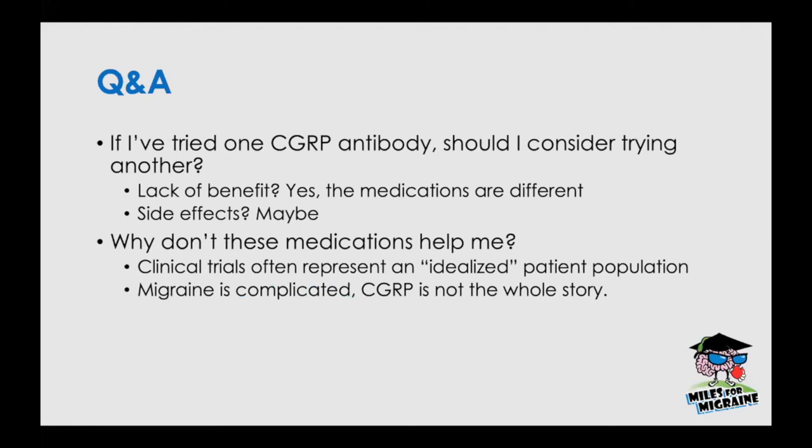Another question: if I've tried one CGRP antibody, should I consider trying another? It's a little bit more complicated. Like I said, they work in a similar way, so you may think no, but if you're having lack of benefit from one, it's very possible that you may have benefit from another type. So the answer is actually yes. The medications are slightly different, so you can definitely try another one.